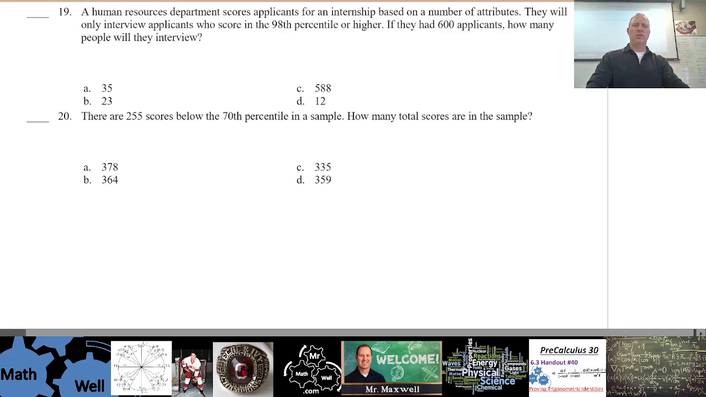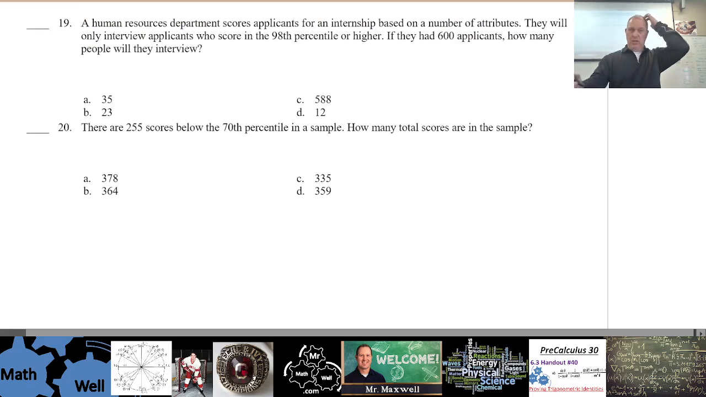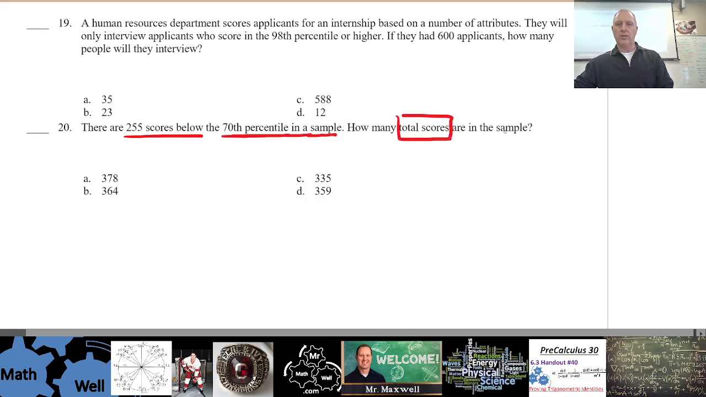Let's do number 20 together, and then the other ones, 4 or 5, 6 other ones, you guys can do on your own. So there are 255 scores below the 70th percentile in a sample. How many total scores are there in the sample?